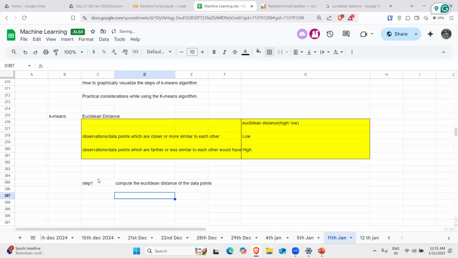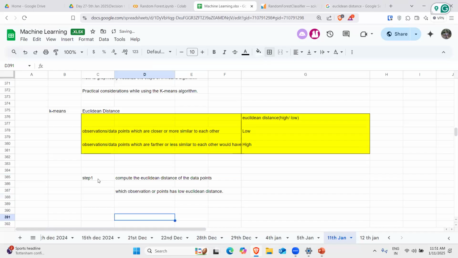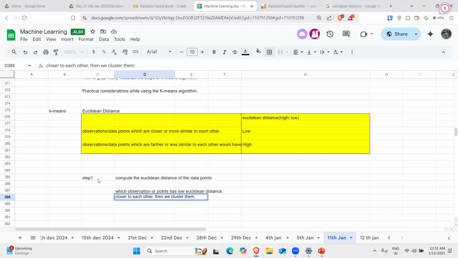Now, the next step is pretty straightforward for the clustering algorithm. All it has to do is compute these distances and then find out which observations or points have a low Euclidean distance, that is, they are closer to each other, and then cluster them together. Suppose they are closer to each other, then we cluster them, right?